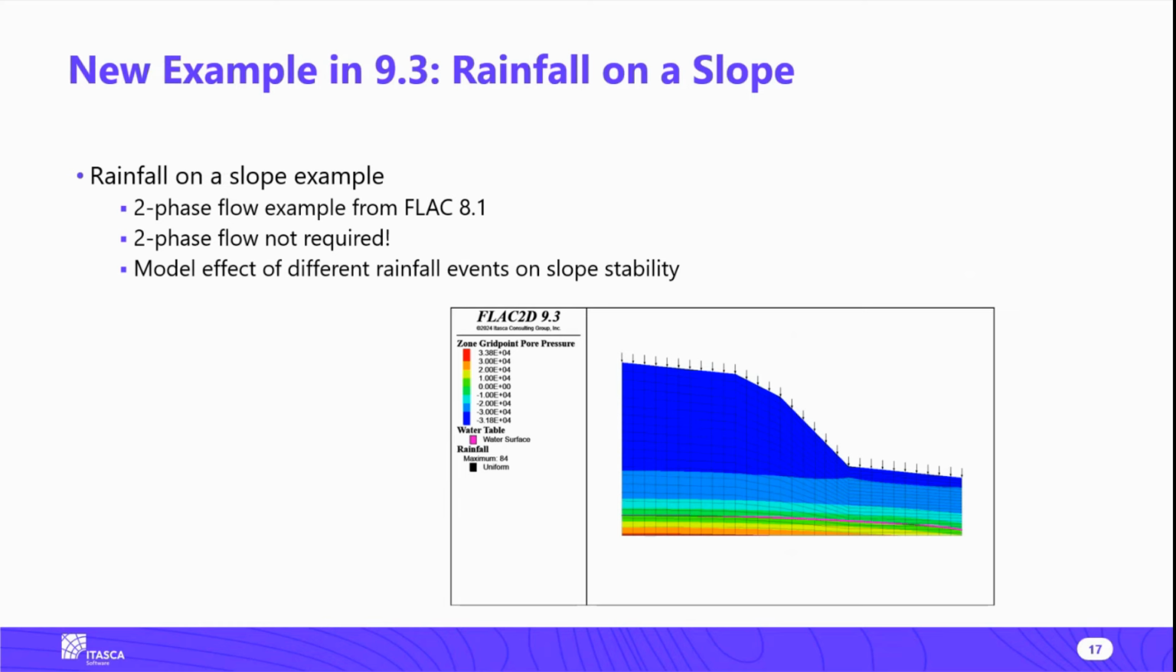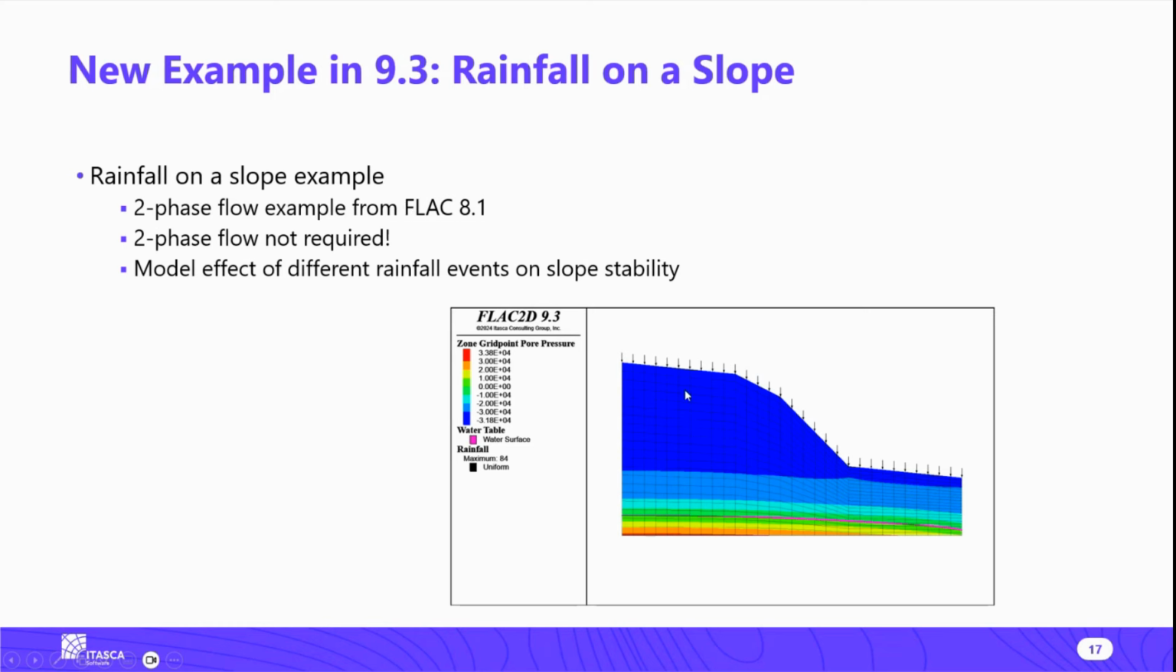So this is an example from the old FLAC, FLAC 8.1. And in FLAC 8.1, they use the two-phase flow option. So those that are familiar with the old FLAC may or may not know that there's a two-phase flow option that allows you to do these types of different relationships between saturation and suction. With the addition of these curves and this flexibility in version 9.1 and beyond, you don't really need the two-phase flow option for civil engineering type problems, right? So where you've got water and air, the two-phase flow option is not really necessary because we have this power to specify these different relationships. And so that's what I'm showing here with this example.